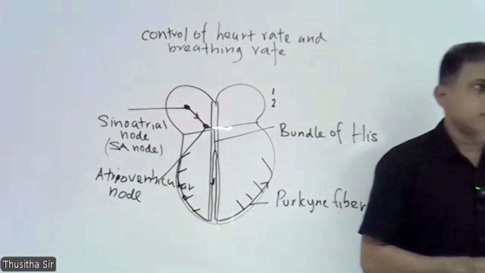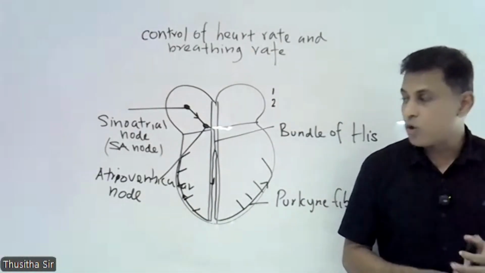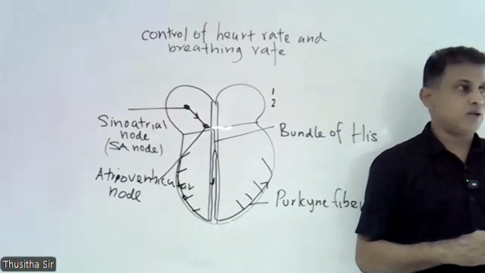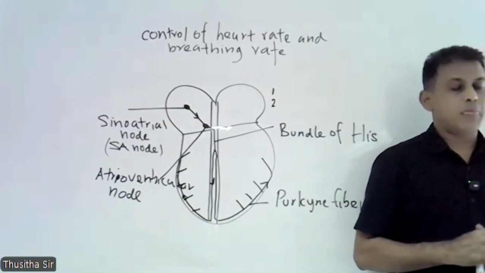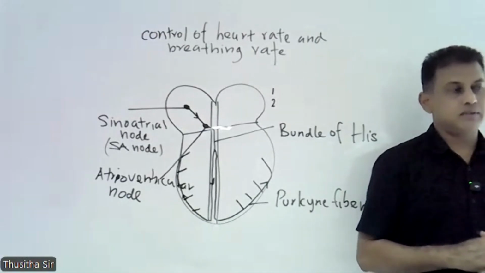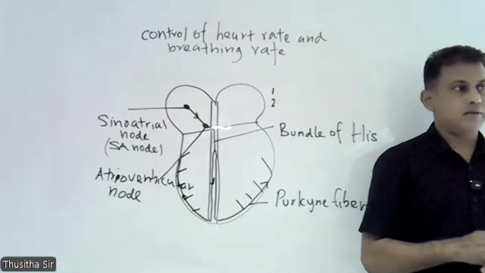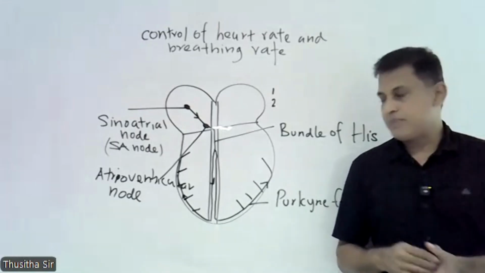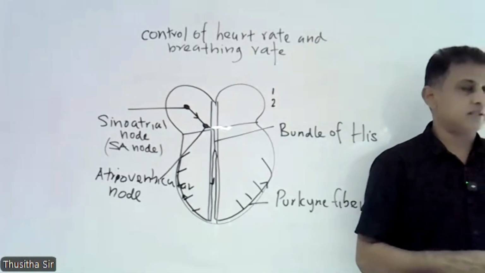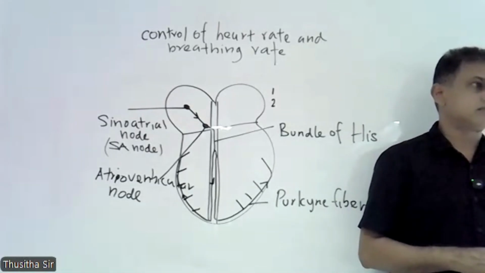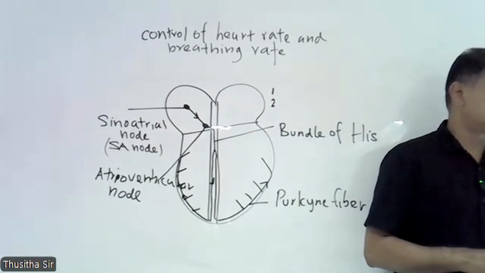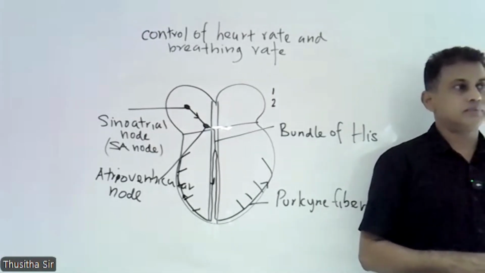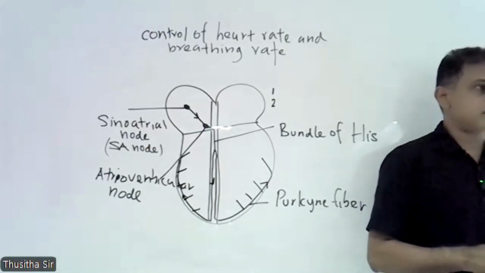Second one: the SA node. The SA node is the pacemaker, which rhythmically depolarizes.